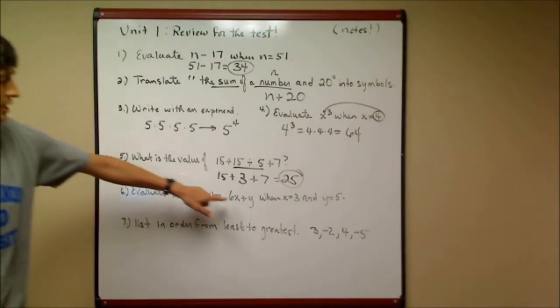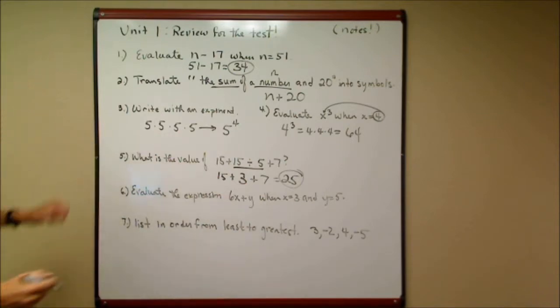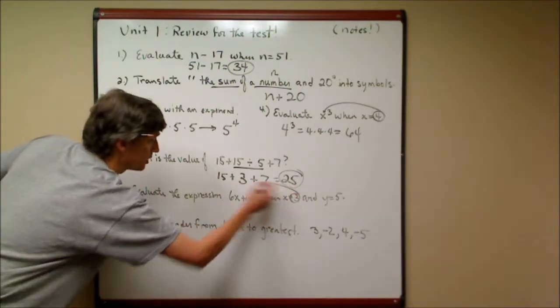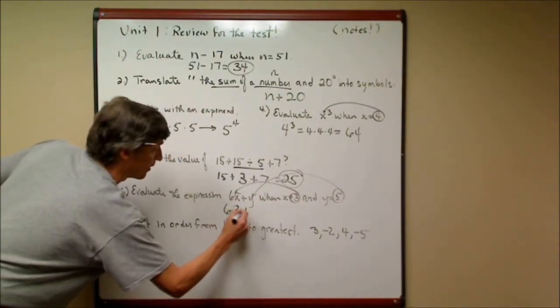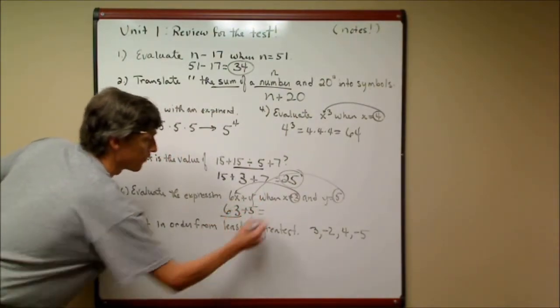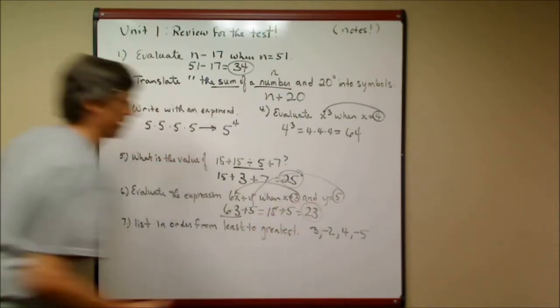Evaluate the expression 6x plus y. Remember, 6x means 6 times x, when x is 3 and y is 5. So I'm substituting this in for the x, and I'm substituting this in for the y, and I get 6 times 3 plus 5. I'll multiply first. This is 18 plus 5. This is 23. Not so bad.